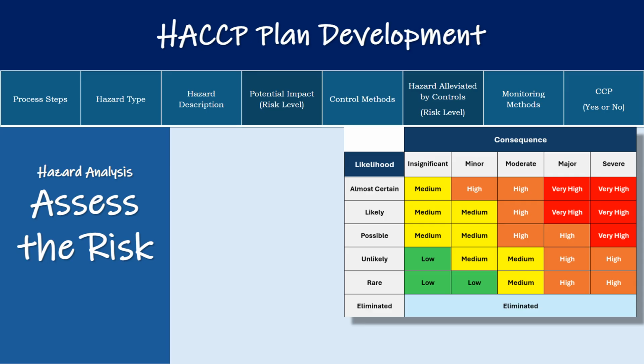The combined risk designations are low, medium, high, and very high. The risk score is attained by finding the corresponding box where the likelihood score column and the consequence score column cross. For example, if the likelihood is possible and the consequence is minor, then the risk score would be medium.